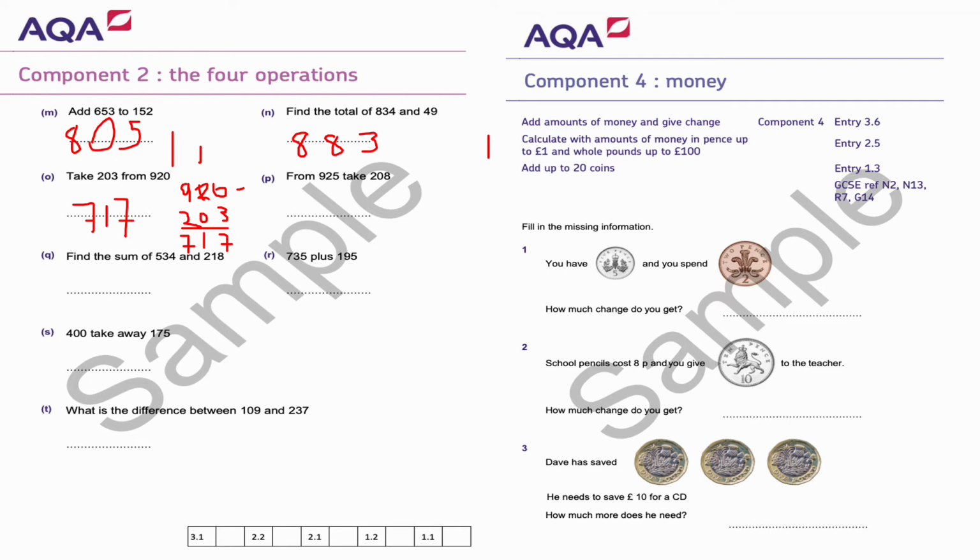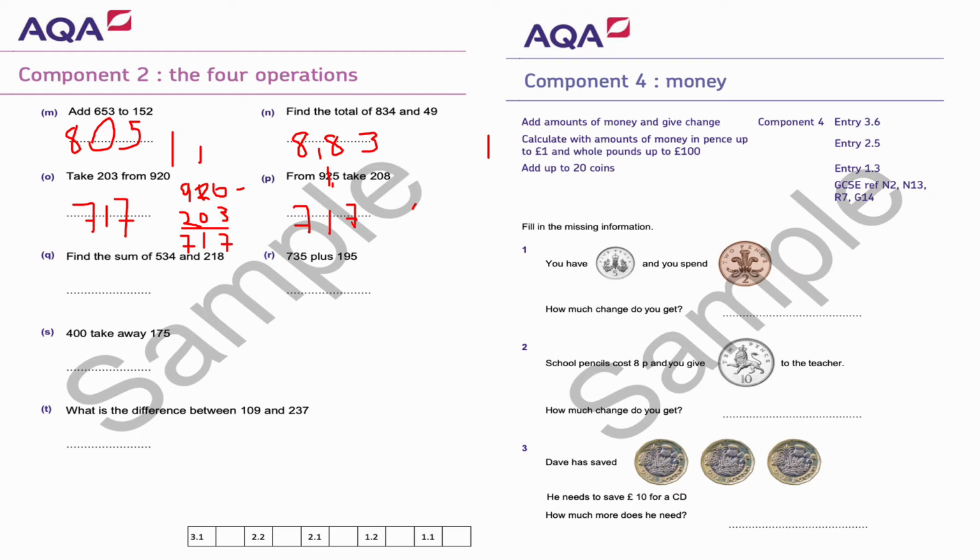Okay, next one. 925 take away 208. Well, 5 take away 8 I can't do, so I borrow from the 2. That becomes a 1. That becomes a 15. 15 take away 8 is 7. Okay, 1 take away 0 is 1. And 9 take away 2 is 7. So that's also giving me the same answer.